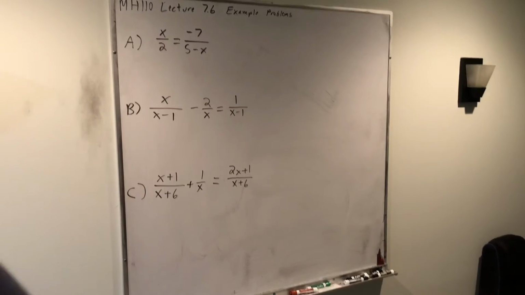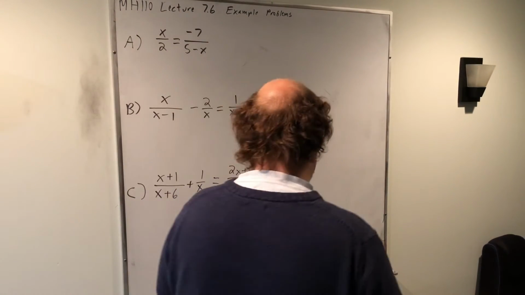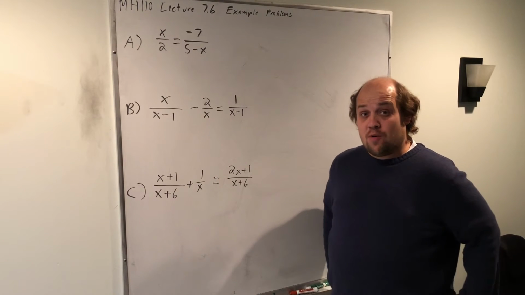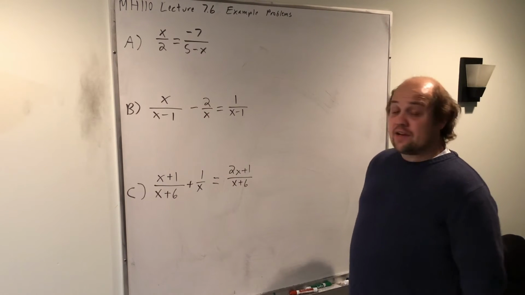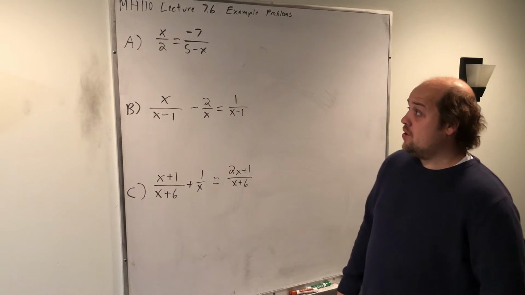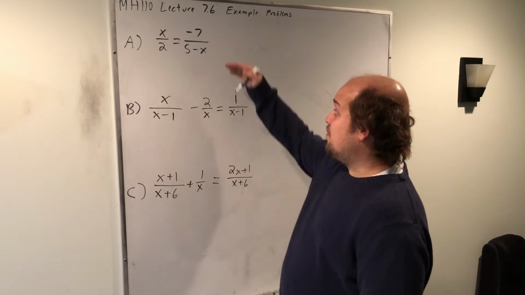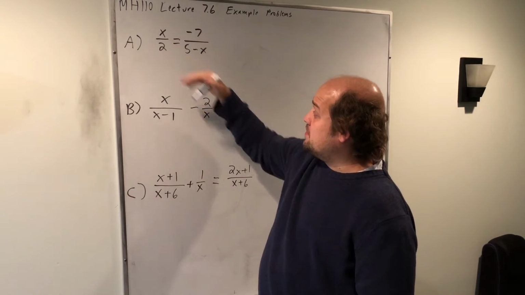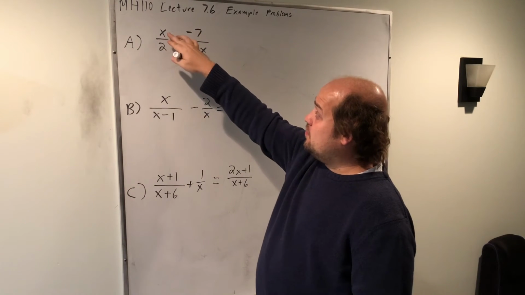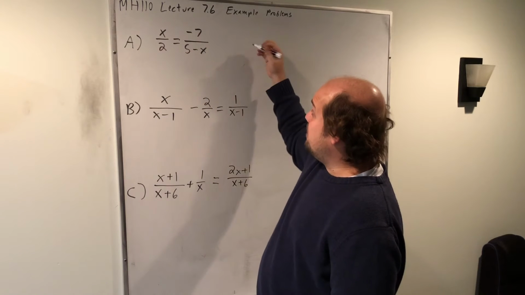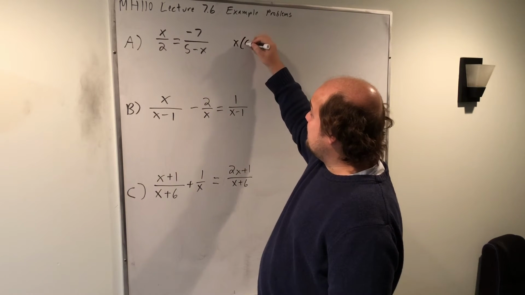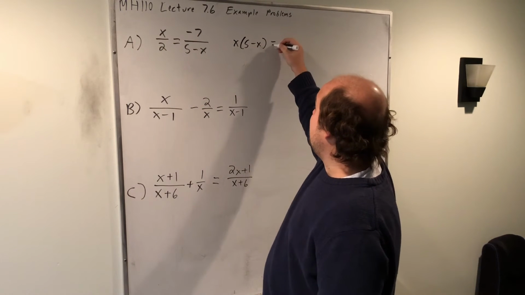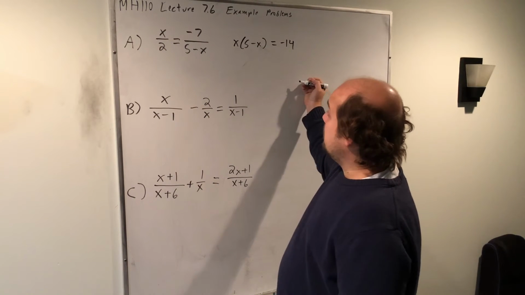The second group of example problems all has 2 answers, because it ends up being factoring problems where I set something equal to 0 and find more than one factor that could make the answer 0. Beginning with problem A, what I need to do is cross multiply top times bottom. So when I do this x times this 5 minus x, I get x times 5 minus x. When I do this 2 times this -7, I get -14.